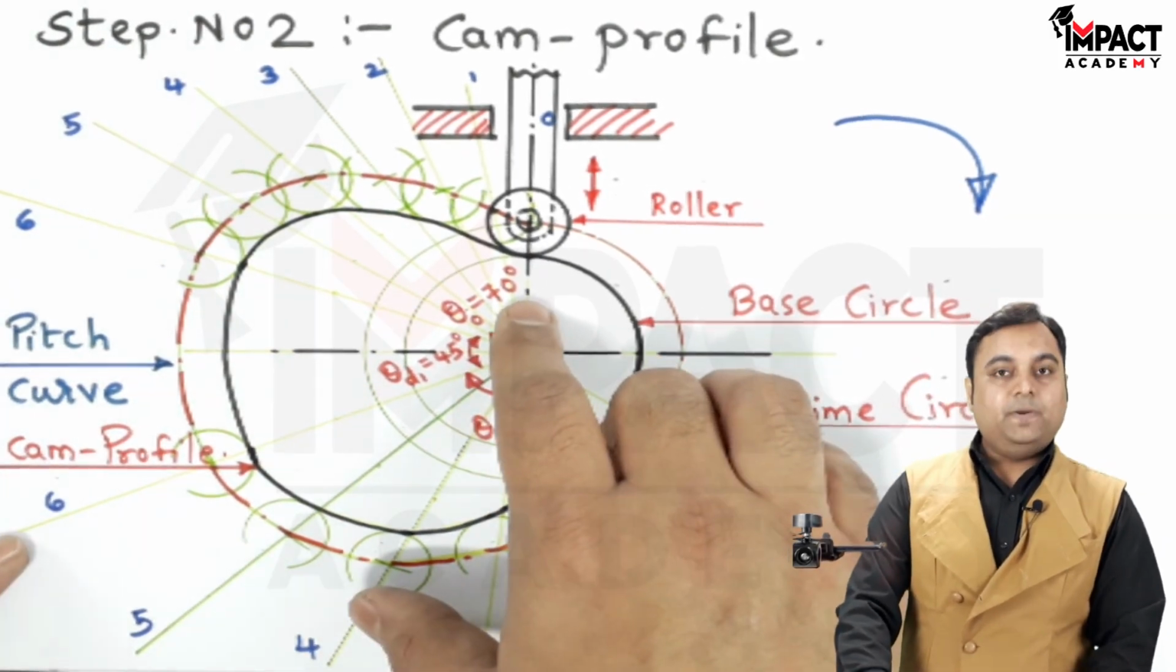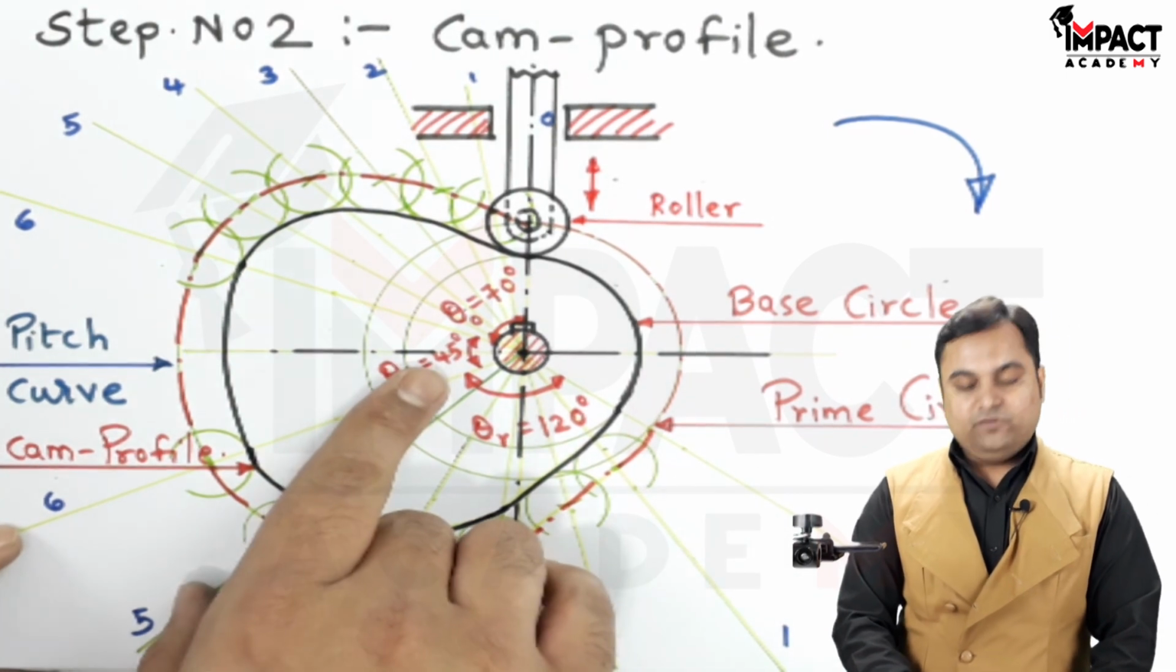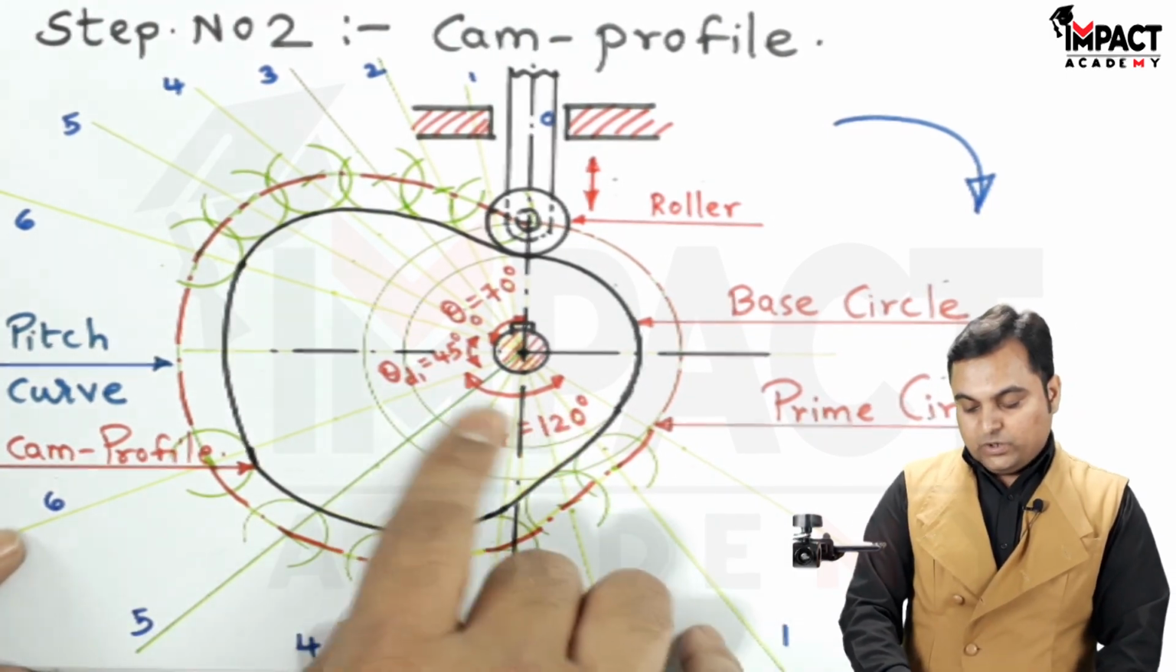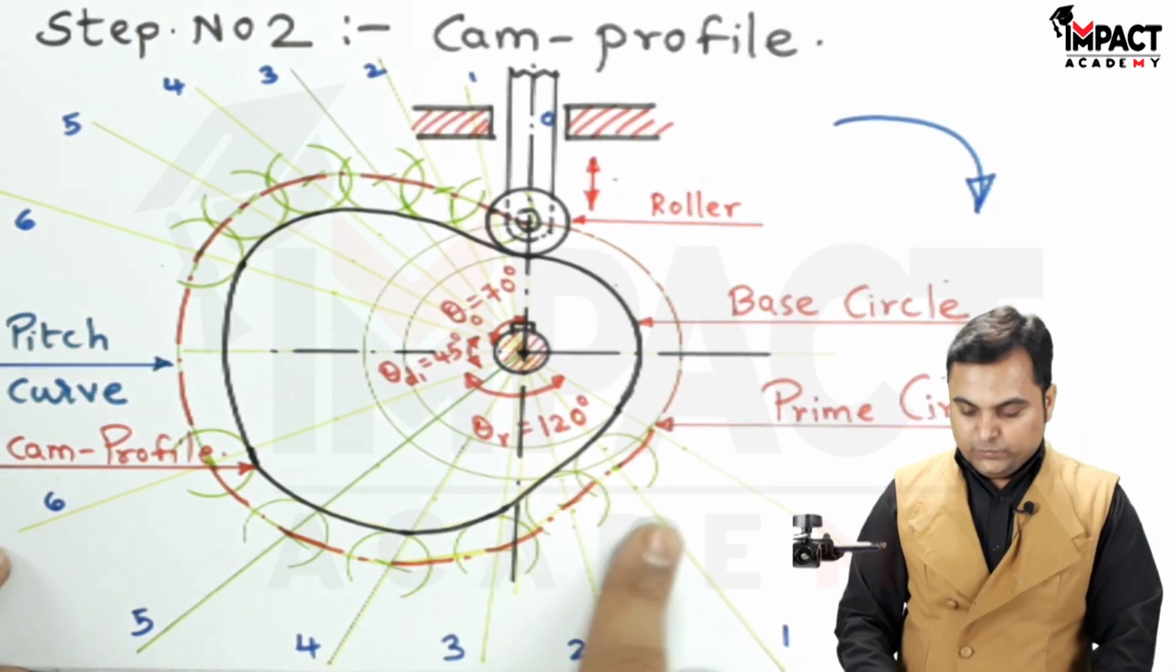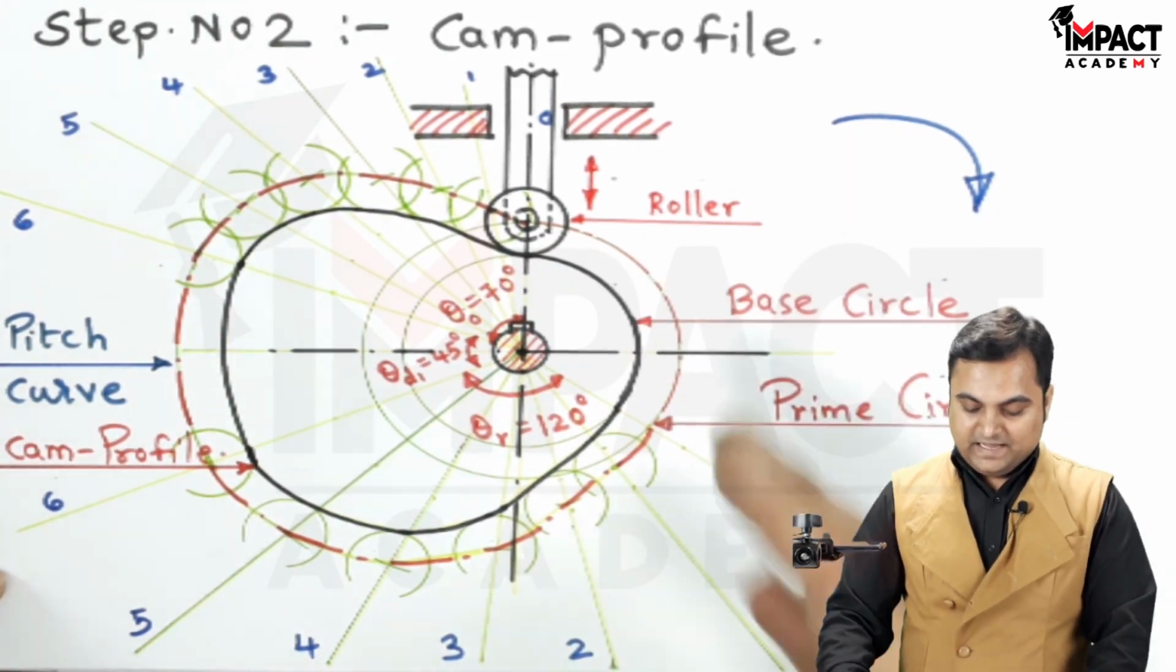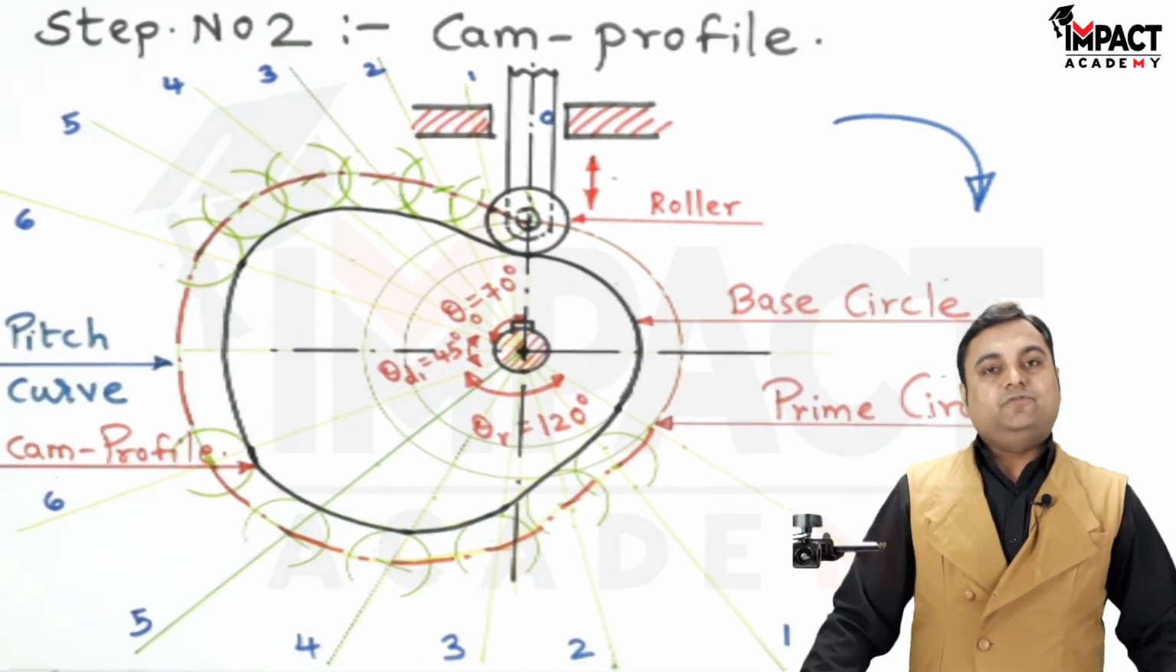Outstroke would be covered by S.H.M. Then there is dwell of 45 degree. For the remaining 120 degree it is return stroke with UARM, and finally the last dwell. And that was the cam profile.